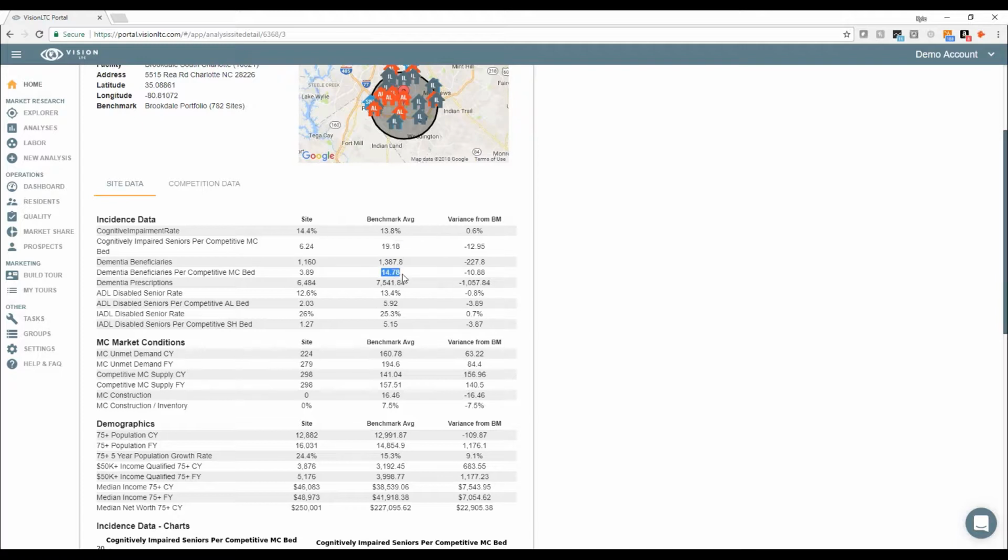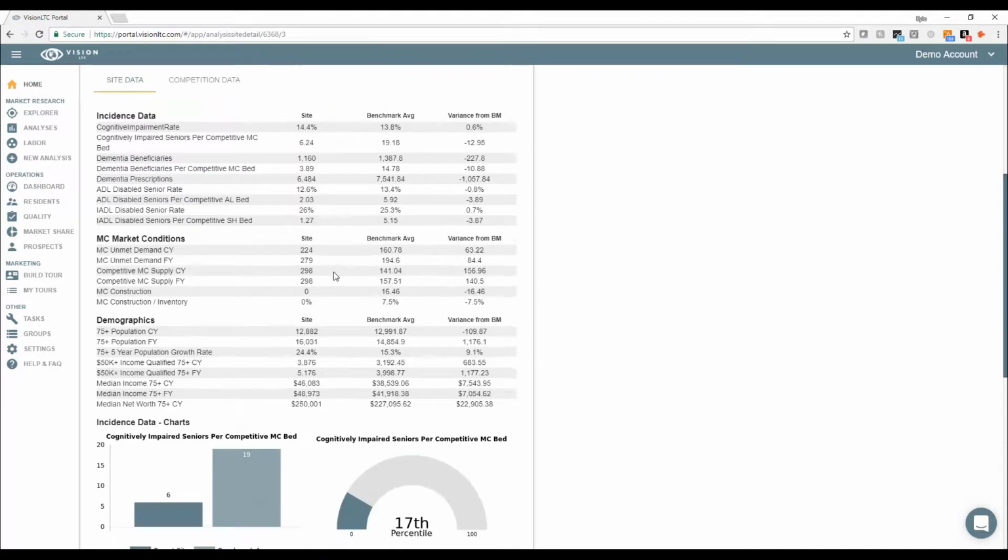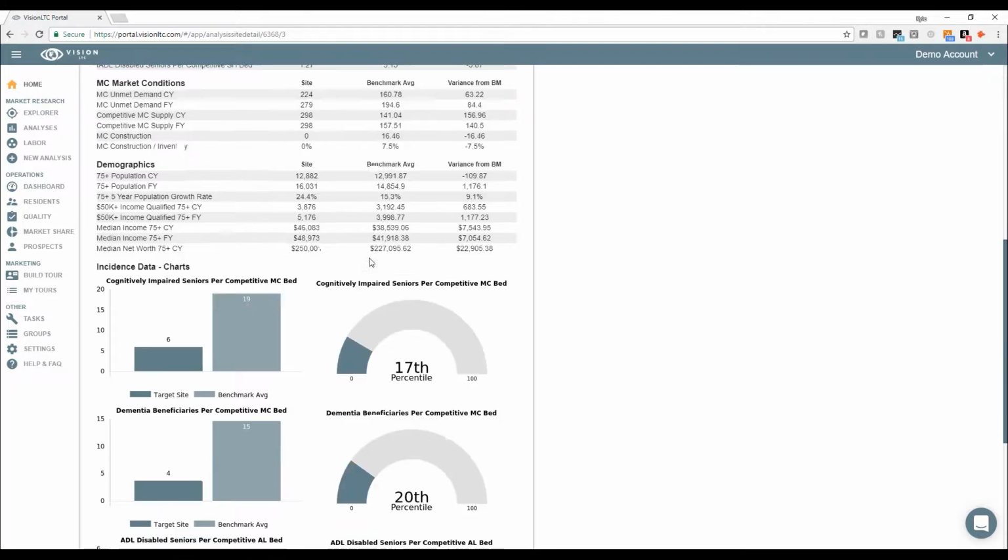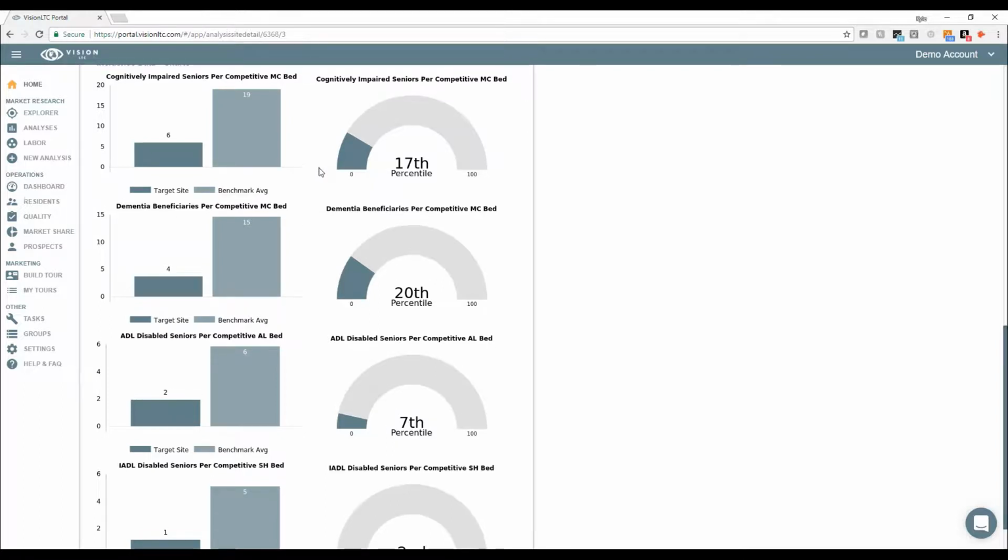But when I look at things like the ratios of impaired seniors versus supply, or dementia beneficiaries versus supply, my site, which is here on the left, performs far worse, or has far lower values relative to the rest of the benchmark. So that's telling me that this market's really saturated when it comes to the memory care beds, or even the assisted living beds, even though my incidence rates are really strong. When I look at the market conditions and at supply for my site relative to my average community, there's almost twice as many memory care beds around my community as there are around the average site.